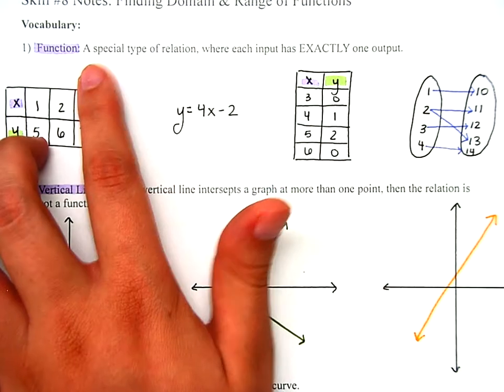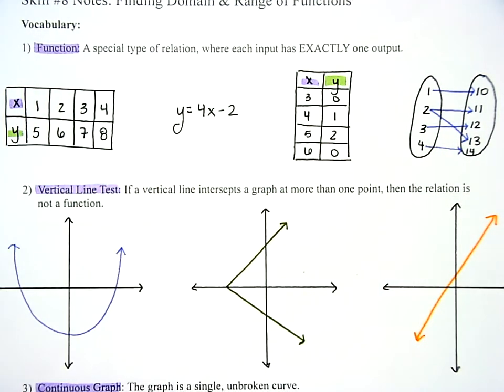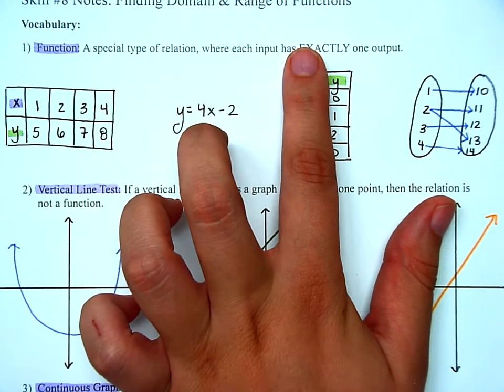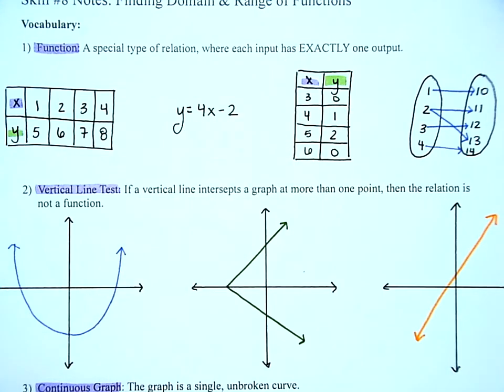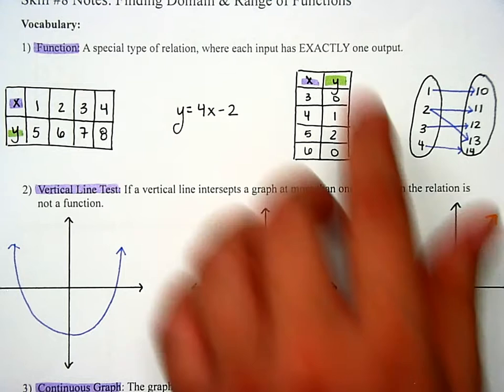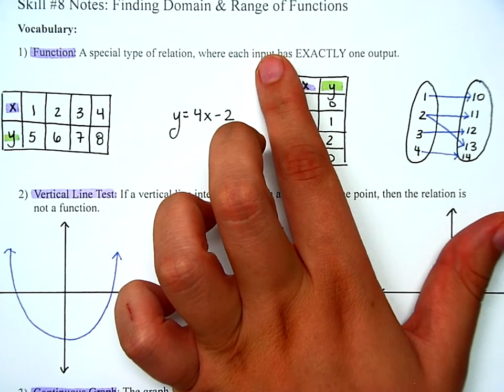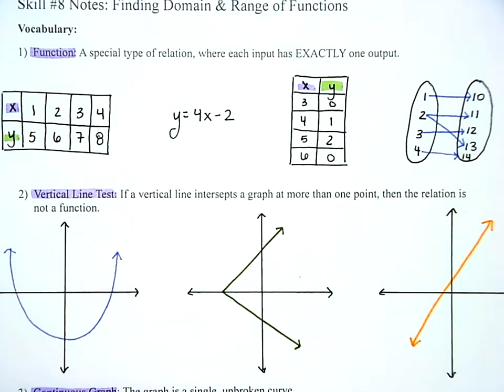So a function is a special type of relation. So there's inputs, outputs, or x values and y values, but each input, so each x value, has exactly one output. That means, so when you see exactly in math, that means there's not 2, there's not 3, not more or less, there is exactly one output for every input. Okay, so what goes in must come out as one actual output. Let's see what these are.